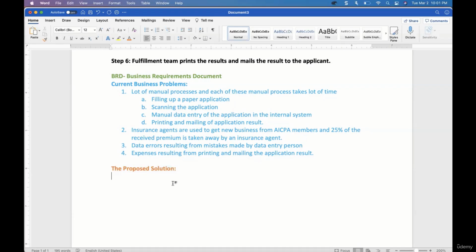Does anyone want to give a try? By making a website or transferring everything online, giving the customers access. Say that again. Transferring everything online on a website. Okay.